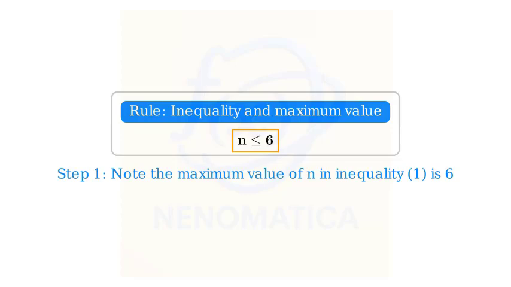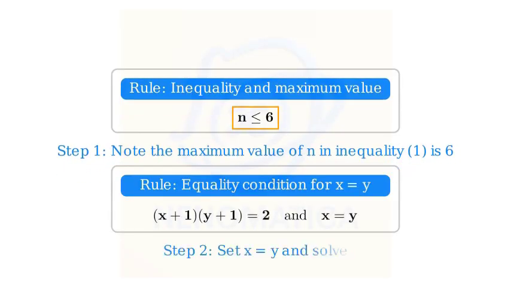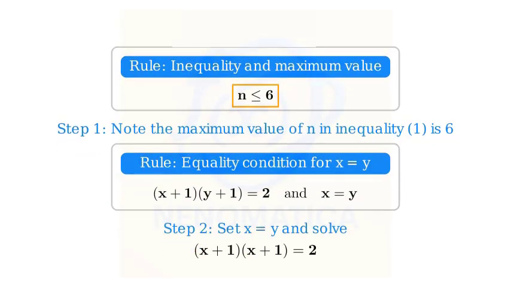Step 2. We use the equality case of the inequality x squared plus y squared is greater than or equal to 2xy, which occurs when x equals y. Together with the condition (x plus 1) times (y plus 1) equals 2, we set x equal y. Then (x plus 1) times (x plus 1) equals 2.